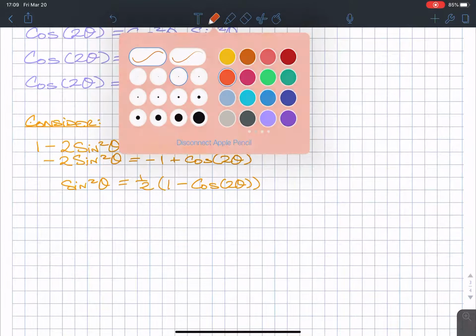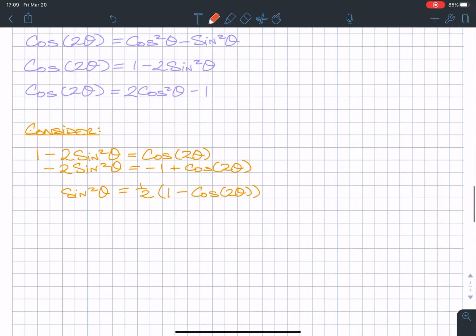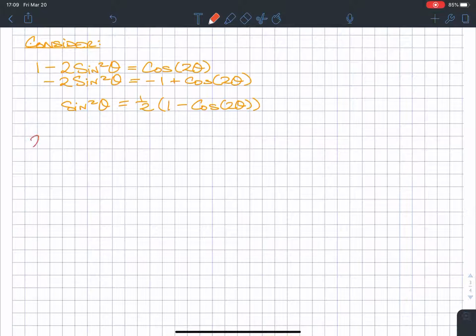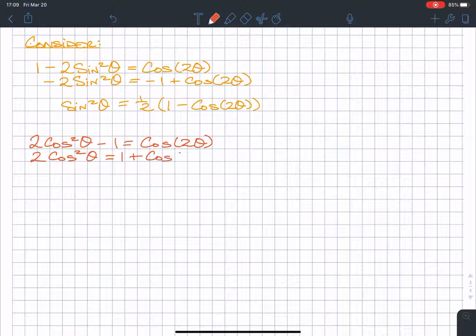Alternately, I could start with the third identity, namely 2 cosine squared theta minus 1 is equal to cosine of 2 theta. So in this case, I'm going to add 1 to both sides, so 2 cosine squared theta will be equal to 1 plus cosine of 2 theta. And finally, I'll divide by 2. So I'll get that cosine squared theta will be 1/2 the quantity, 1 plus cosine of 2 theta.